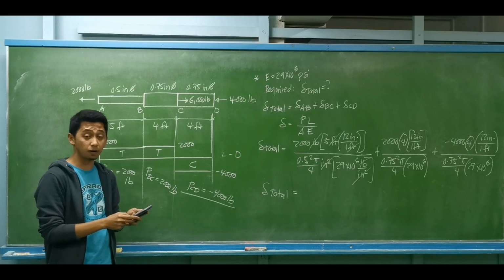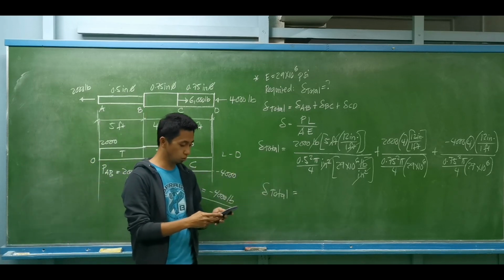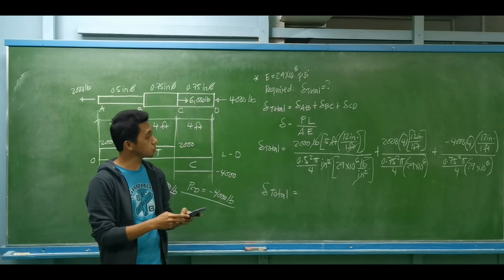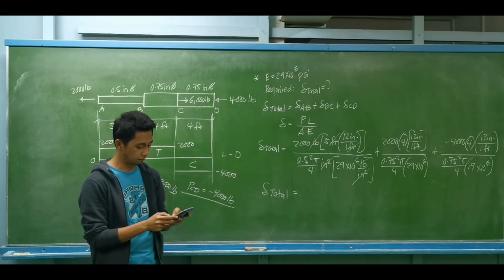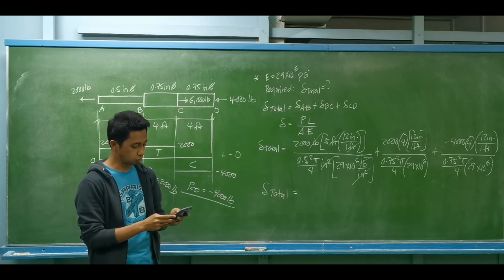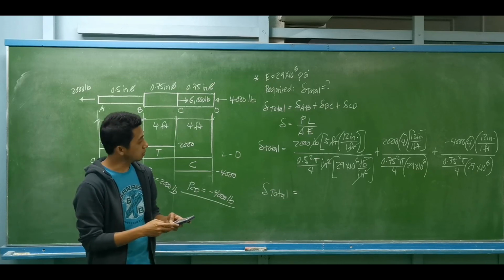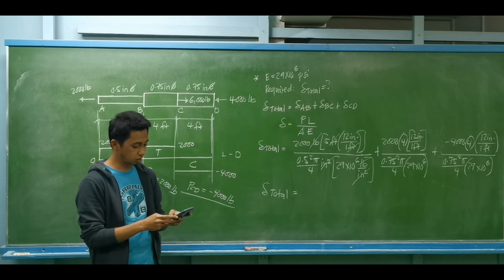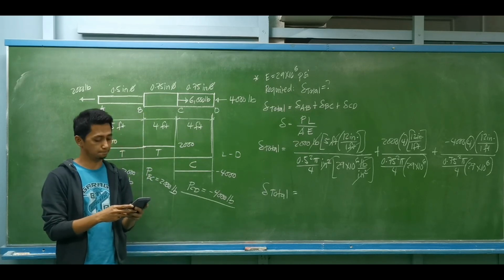Okay, we don't have enough memory in our calculator, so I'll just be doing the first two. Then minus 4,000 multiplied by 4 feet times 12 inches per foot, divided by 0.75 squared pi divided by 4. And then divided by the modulus of elasticity, 29 times 10 raised to 6.